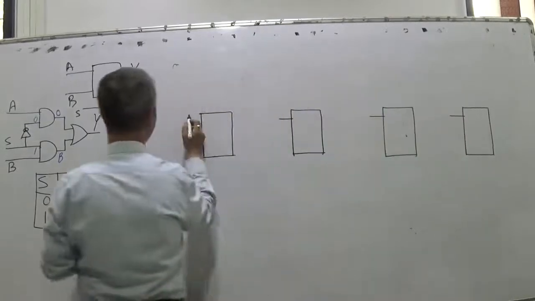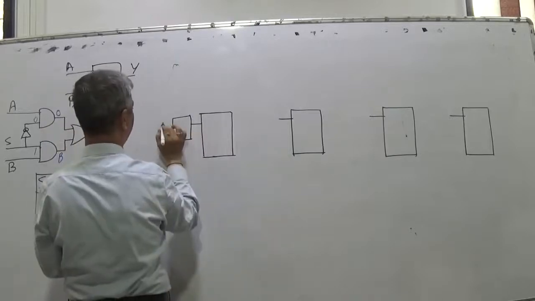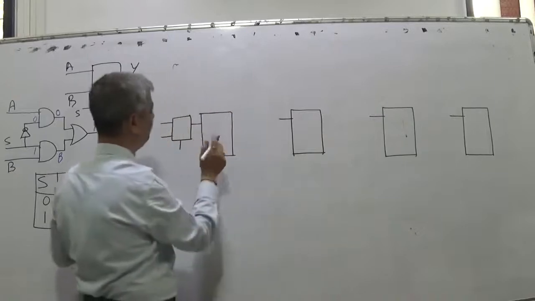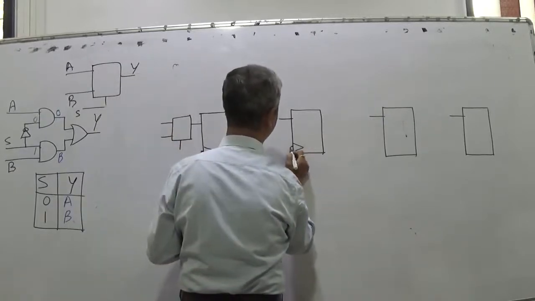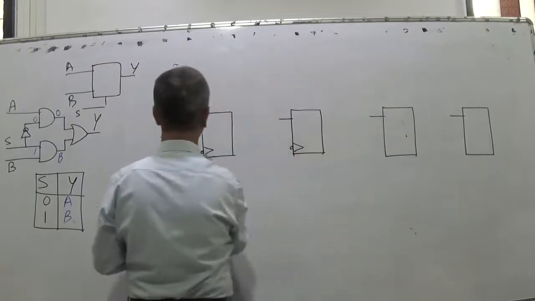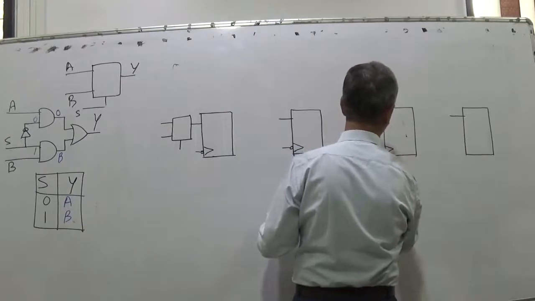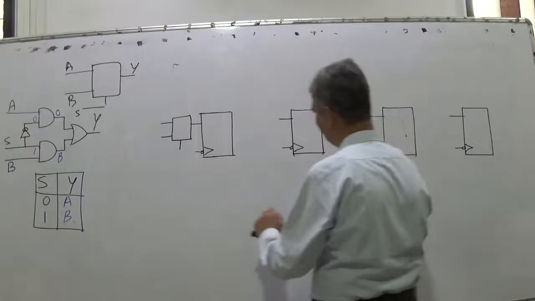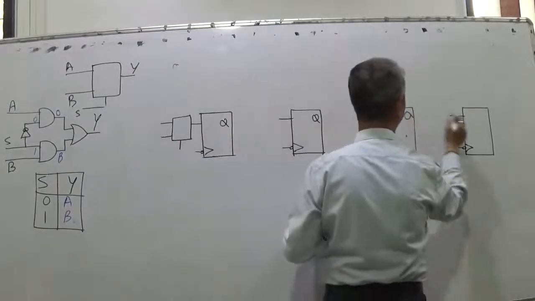Now for each of these, this entire block is put. Now clock I am not showing, clock of all is made common. Clock of all is made common. So in normal sequential circuits now, clock need not be shown, clock is assumed common for all.